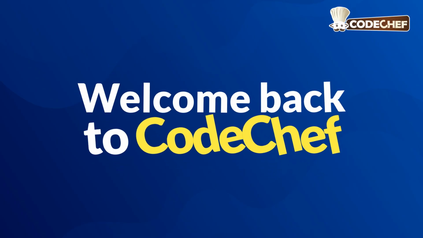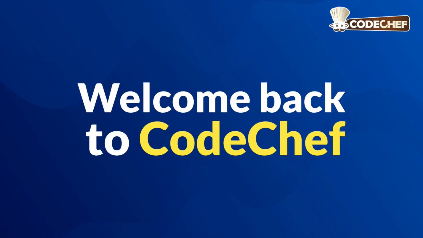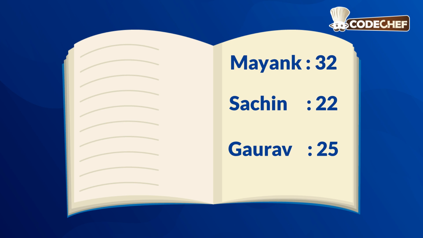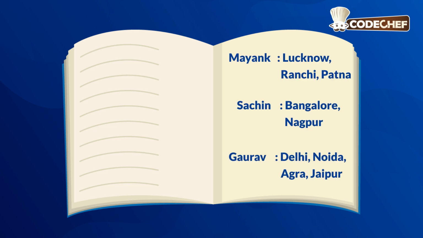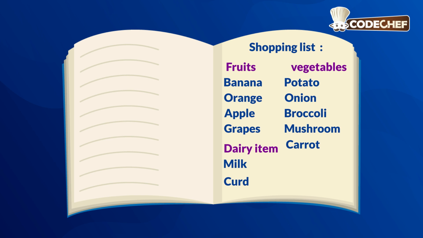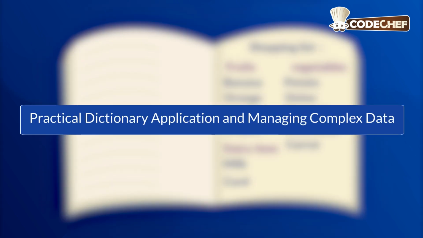Welcome back to CodeChef. So far, we've treated dictionaries as simple key-value pairs. But what if you need to store data that's even more complex? What if a single key has multiple related pieces of information, like a user profile with multiple addresses or a shopping list with many items? Today, we'll explore practical dictionary applications, showing you how to manage complex, structured data like a pro.